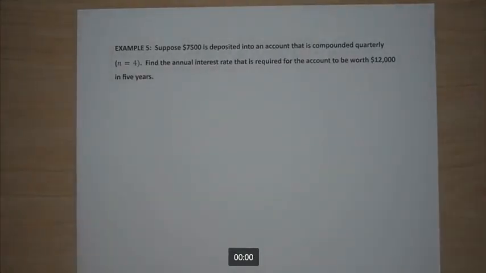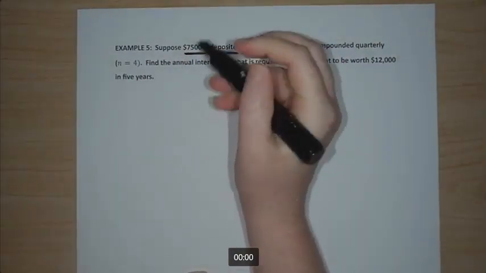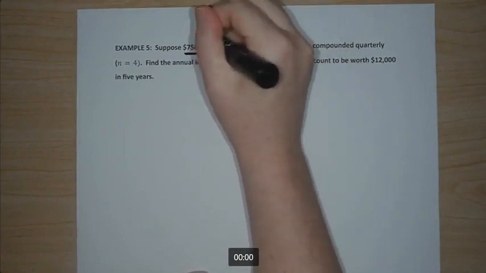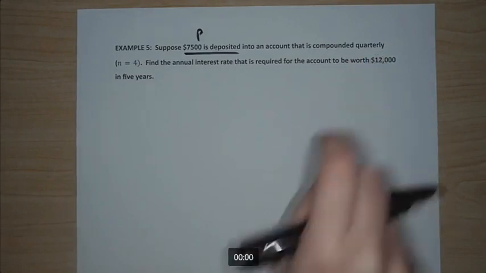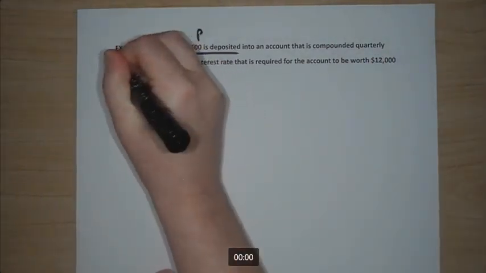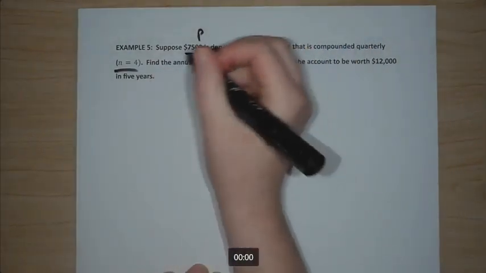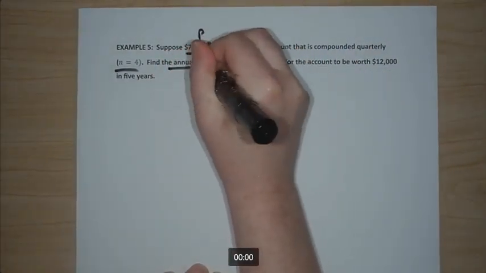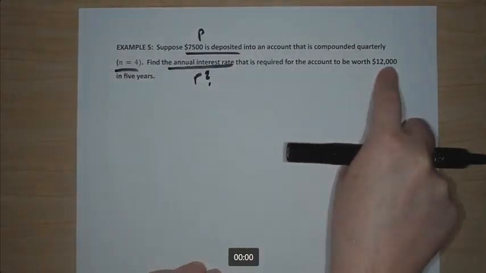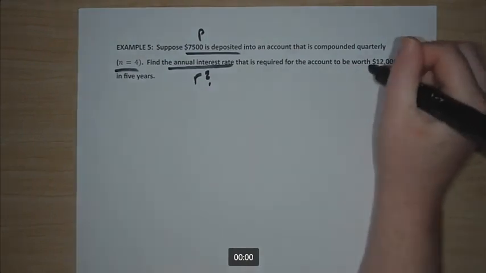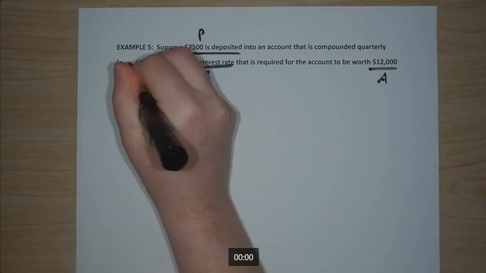So we say, suppose $7,500 is deposited into an account. So this is going to be our P, our initial amount. It's compounded quarterly, so that means that in a year it is compounded 4 times, so n equals 4, it actually gives it to you. It wants us to find the annual interest rate, so it wants us to find R, we don't know what R is, that is required for the account to be worth $12,000 in 5 years. So this is going to be our A, or our final amount, and this is going to be our T.